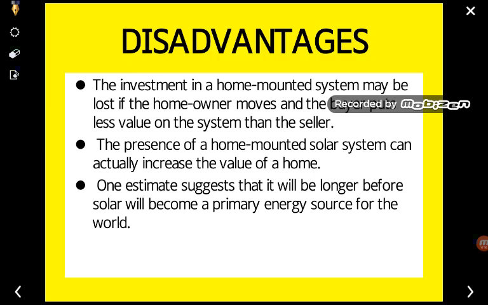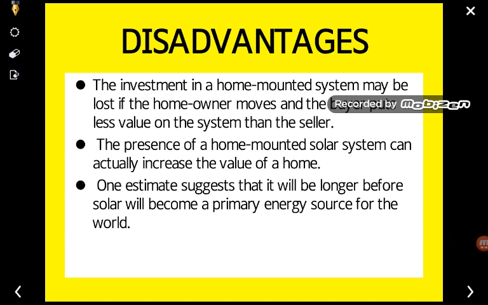Next, coming up to the disadvantages, you know that the disadvantages are very few. The investment in a home mounted system may be lost if the homeowner moves and the buyer puts less value on the system than the seller. तो यहाँ पे जब a homeowner move करते हैं then it is of very less value. Next, the presence of a home mounted solar system can actually increase the value of the home. अगर home में mount किया गया है solar system तो increase the value of the home, home का value increase होता है.